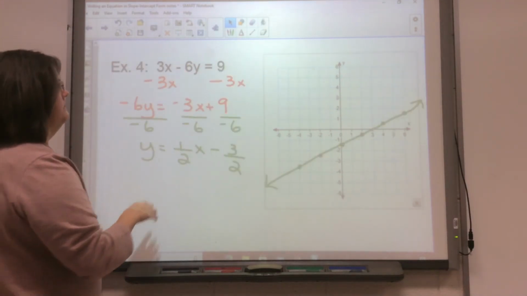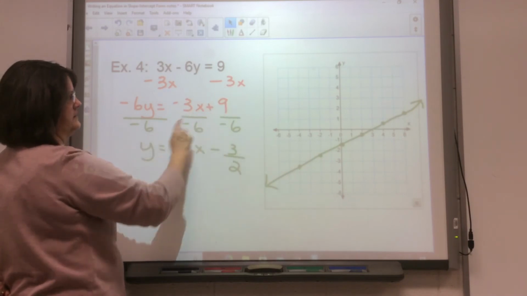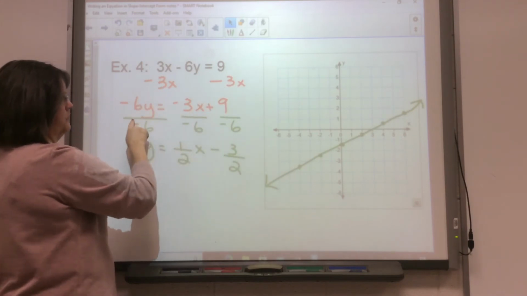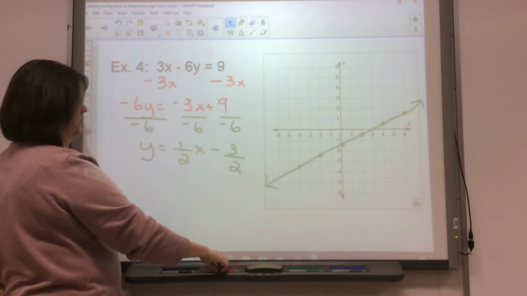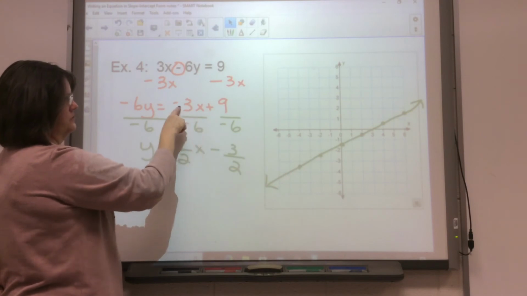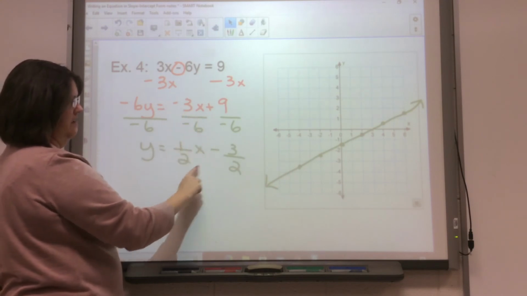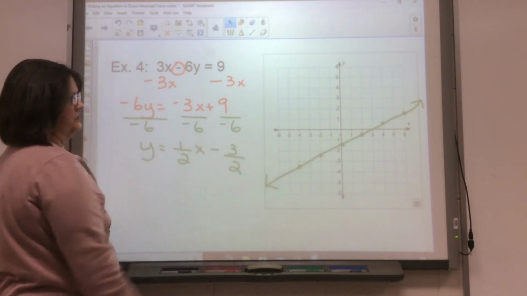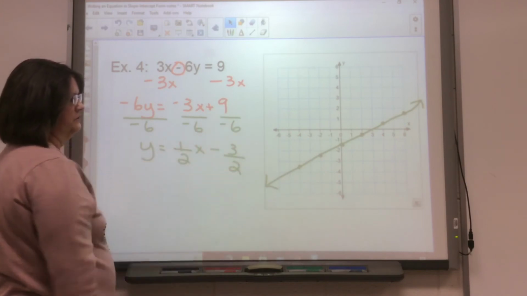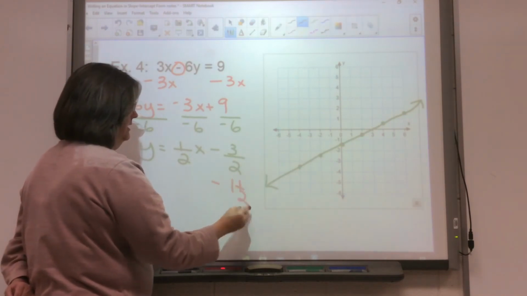Okay, same thing. We're going to subtract the 3x, so negative 3x plus 9. We're going to divide through by the negative 6. Don't forget that the negative sign is there. When you do that, you will get a fraction here that you can simplify. That's going to be positive 1/2. This is another fraction that you can simplify, which is negative 3/2. Now, negative 3/2 is negative 1.5.